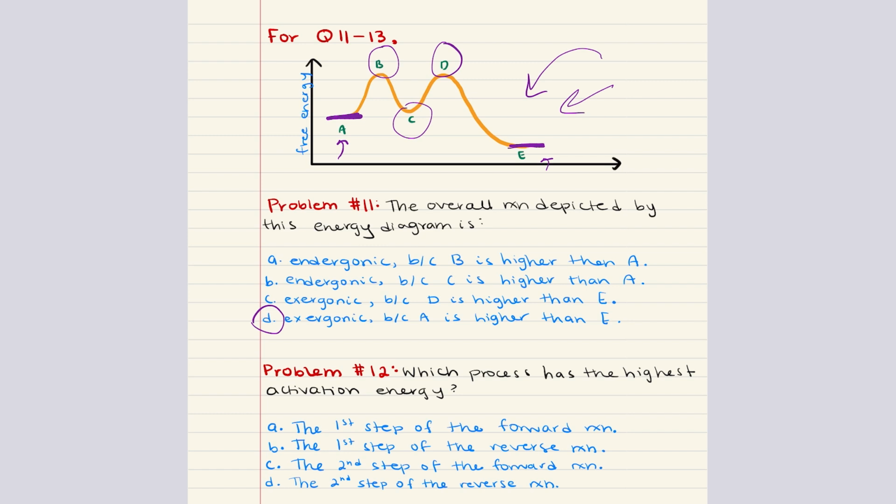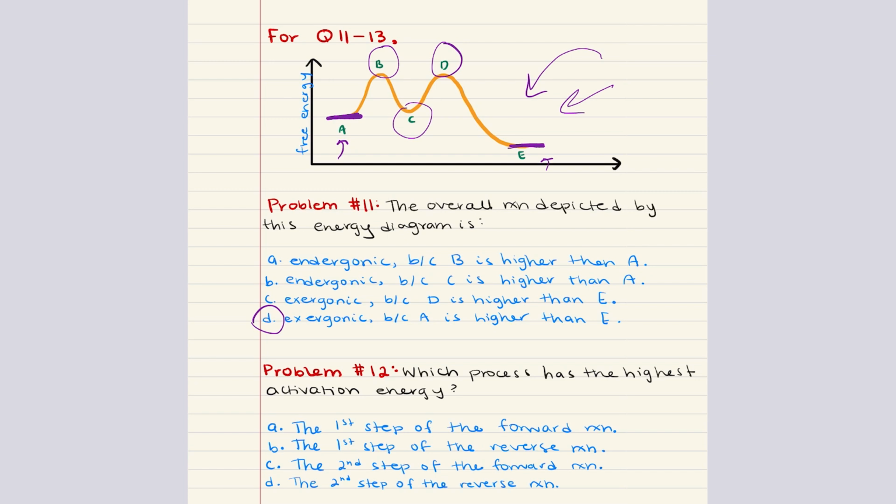So in short, a system is exergonic if energy is released by the reaction. For exergonic reactions, the net energy change is negative and the free energy of the final products is lower than the free energy of the initial reactants. Point E represents the energy of the final products, and it's lower on the energy diagram than point A, which represents the initial reactants. And so that means energy must have been given off and the reaction is exergonic. Again, 11 is D. Let's now attempt problem 12.